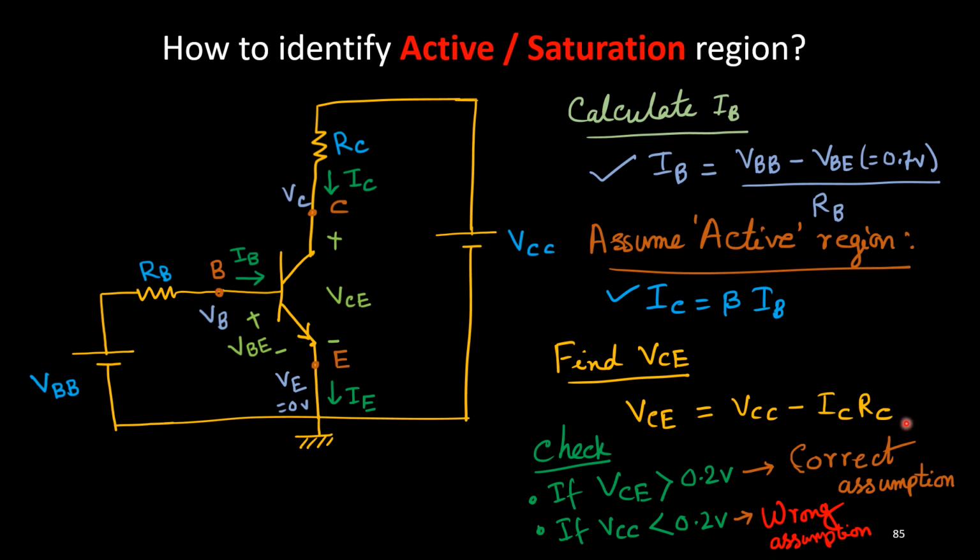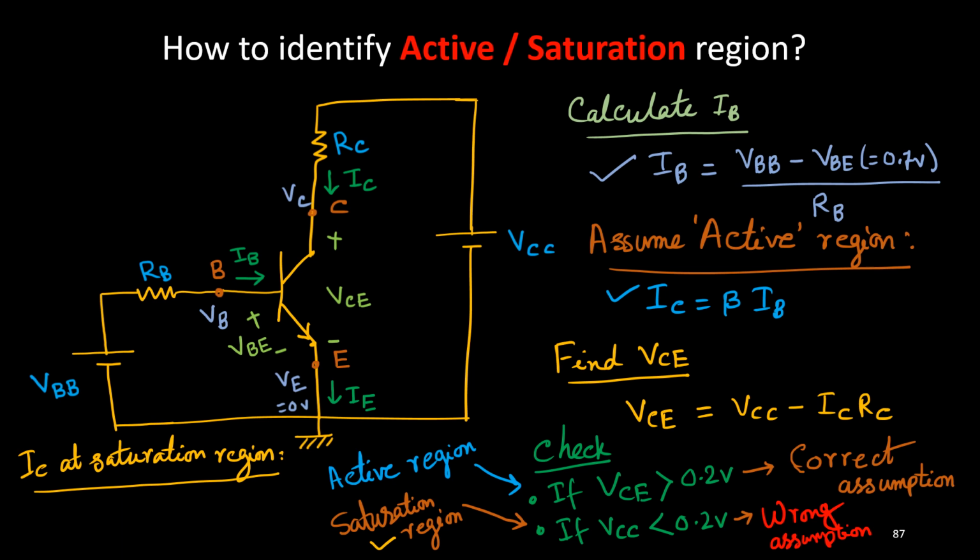After calculation, if you get this, if it is less than 0.2 or some negative value, then your assumption is wrong. Whatever you assumed, that it is in active region, is no longer true. So if your assumption is wrong, meaning it is in saturation region, then you need to recalculate the IC current because the earlier IC is not true. So IC will now be VCC minus 0.2 upon RC. Okay, be careful.